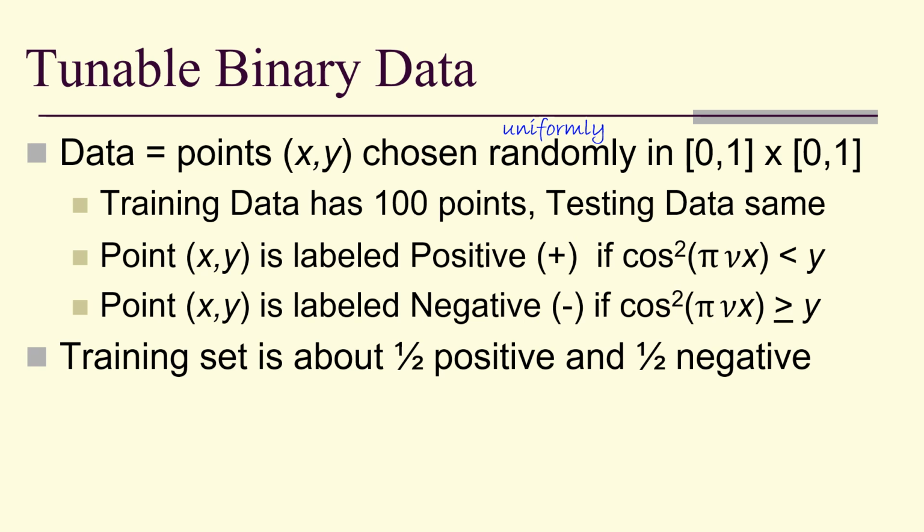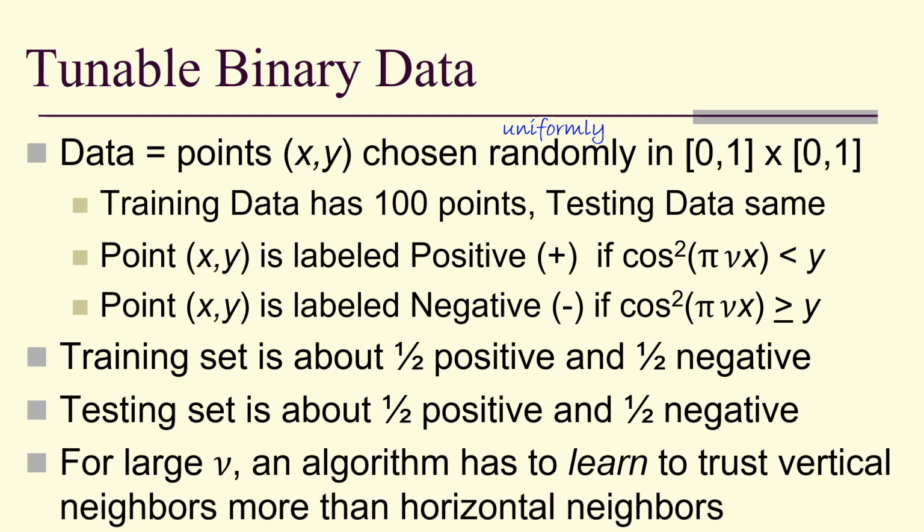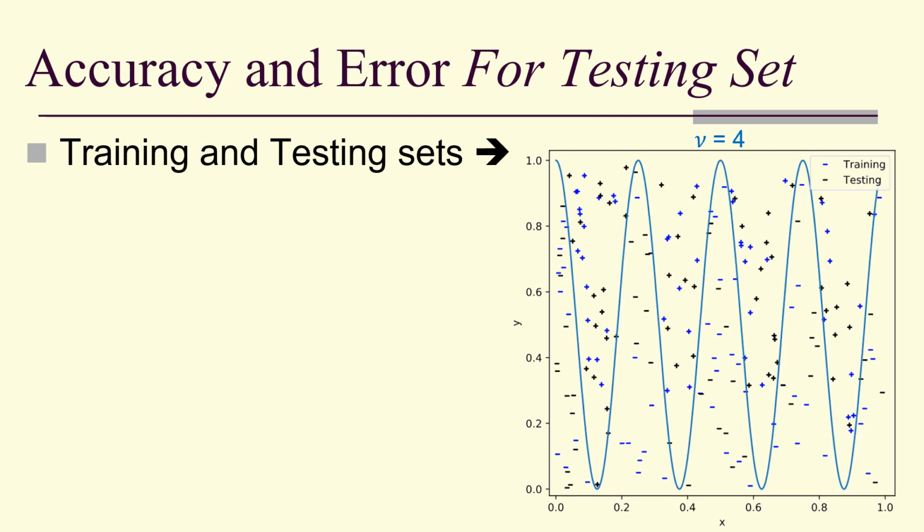The training set, therefore, is about 1/2 positive and 1/2 negative, and the testing set's about 1/2 positive and 1/2 negative. And for large nu, an algorithm is going to have to learn to trust vertical neighbors more than horizontal neighbors. So here we have training and testing sets. You can see the blue is training and the black is testing. And this is for nu equals 4. So you can see the relationship to the curve now that I've drawn it.